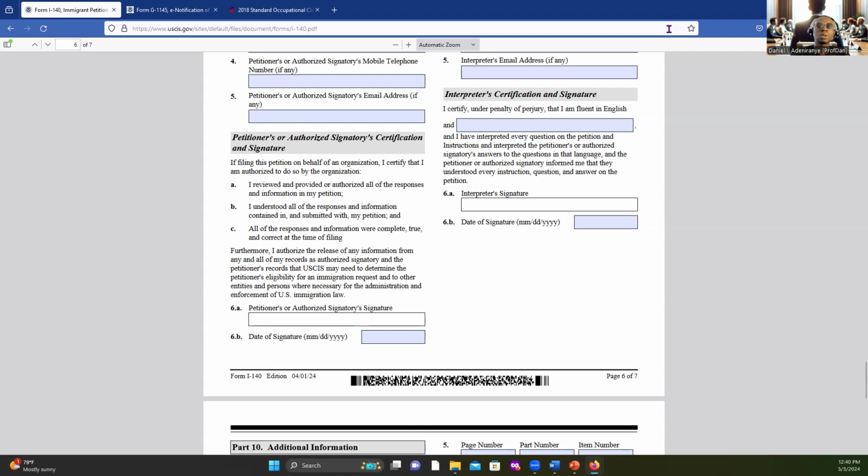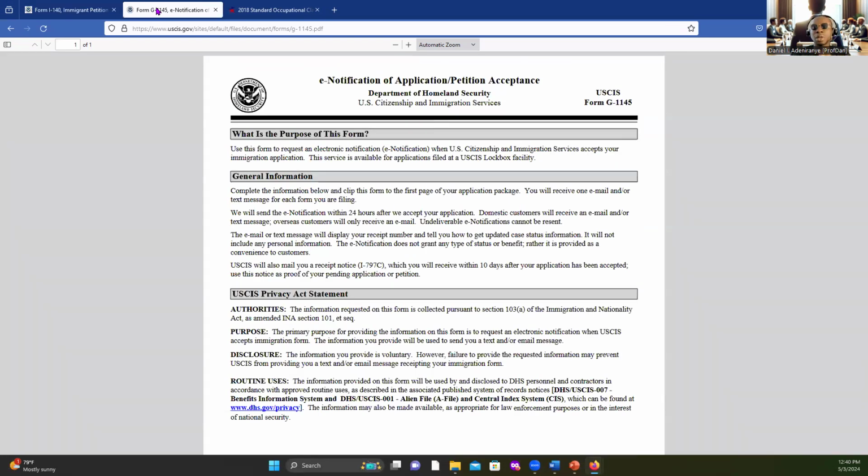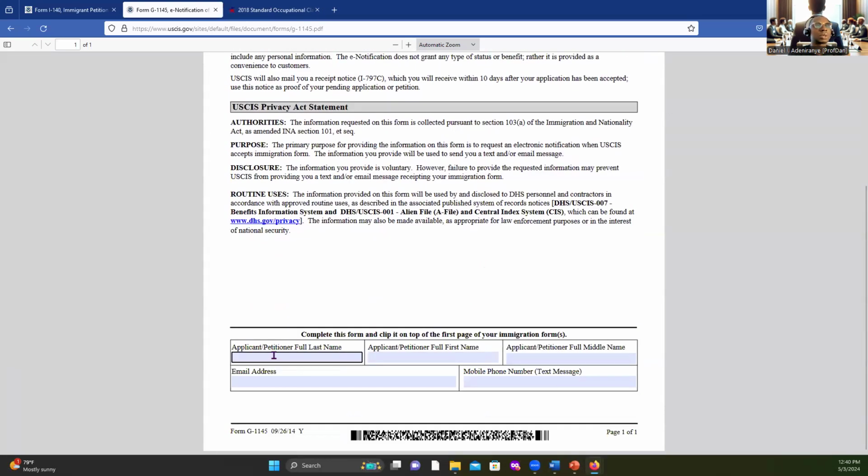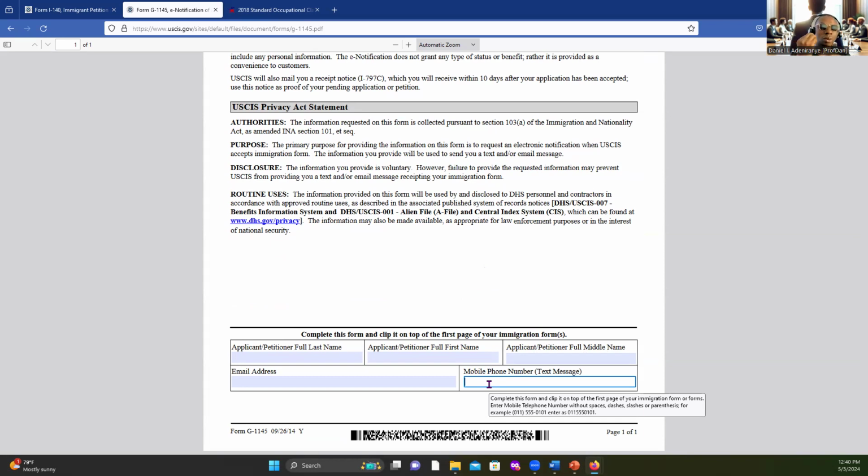Now, one of the things you can do is to ensure you fill the electronic notification, which is the G-1145. If you look at the screen, just type it on Google and you will be able to download the form, which is freely available. And all that is required is the petitioner's full last name, your first name, your middle name. The main thing here is your email address, as you can see on the screen, which you should put, and your phone number. So with your email address or your phone number, USCIS can send you a notification as to whether they have received your application or not.